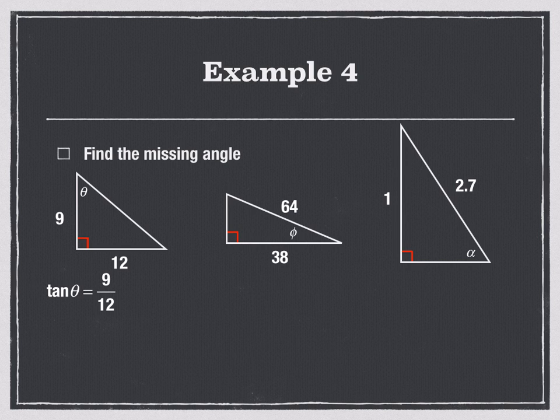It's not a problem. So you go, okay, I want to cancel out tangent. So I take inverse tangent of both sides. We type inverse tangent of 9 over 12 into our calculator. We hit enter, and since we're in degree mode, it spits out 36.87.